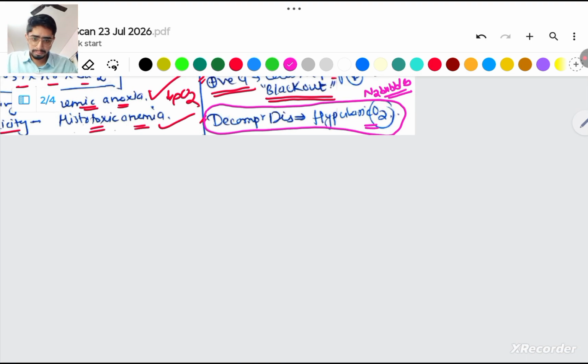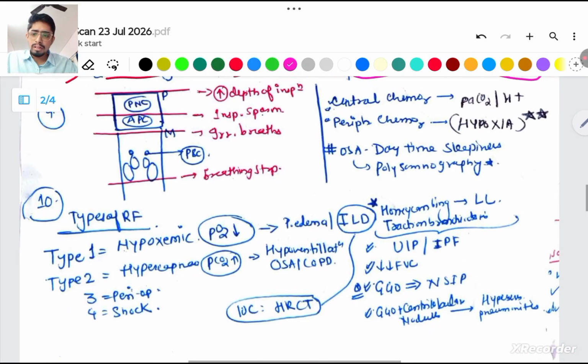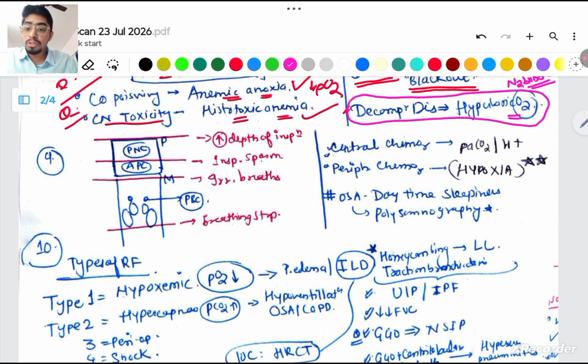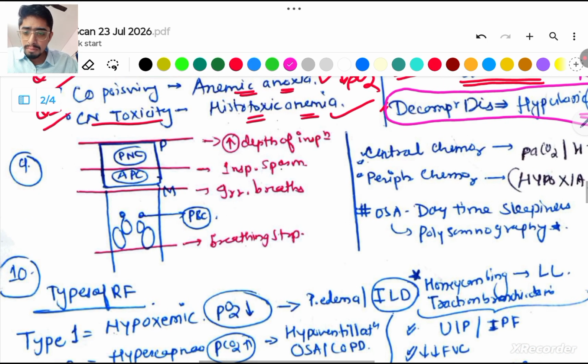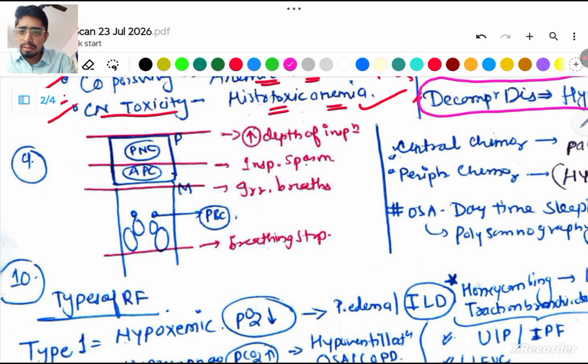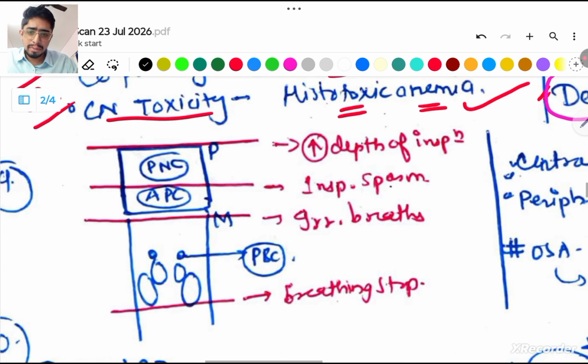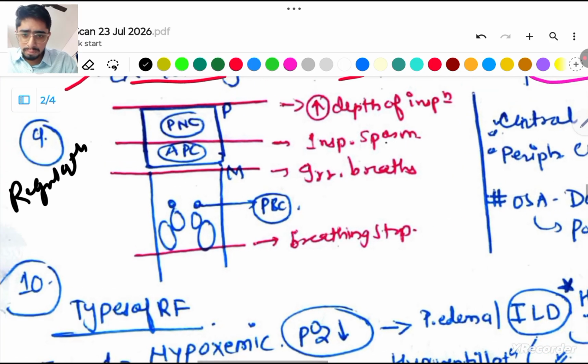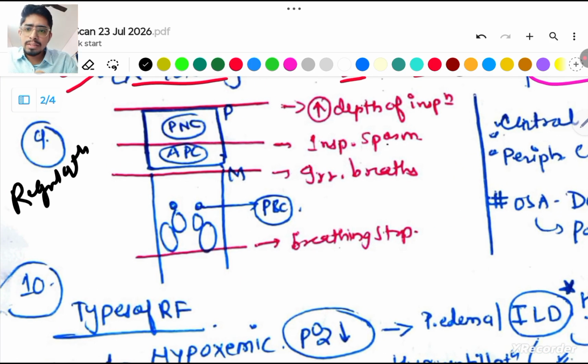Okay. Now, two more points for the completion of the physiology part. Now, this is your very simple annotation of the regulation of respiration. Let's study regulation now. Three things. Okay, three things.